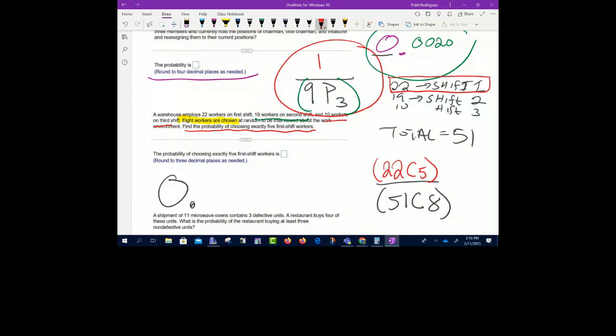But how many workers are we choosing in total? We're choosing in total 8. So do y'all agree we still need to choose another 3? Those other 3 are going to have to come from this pool. So what's the total number of workers that we have combined from shift 2 and shift 3? How many workers would you have just coming from shift 2 and shift 3? 29, right? And you say, how do you know 29? Because that's how many that's going to give me. So 29. And we're going to choose the other 3 from there.